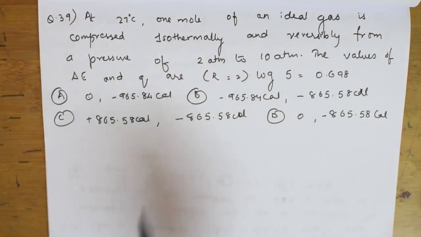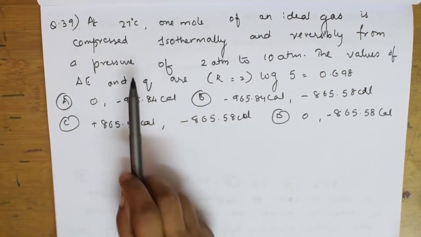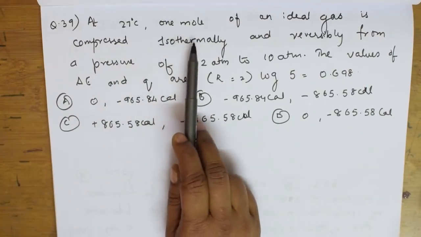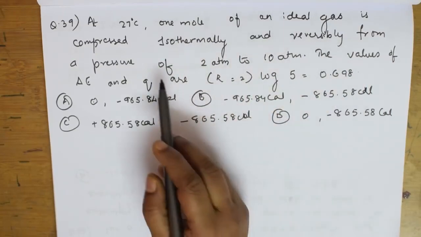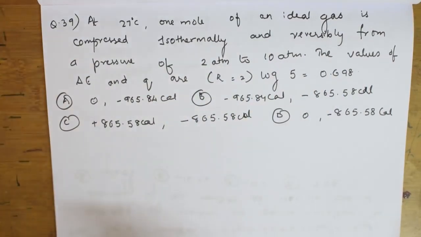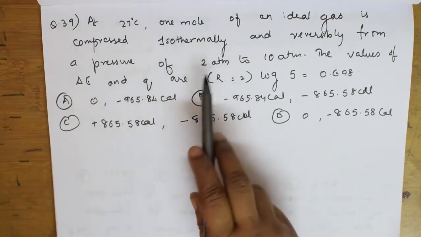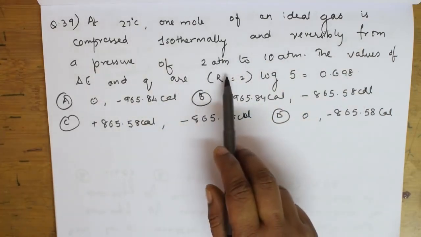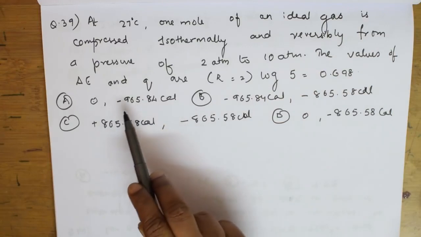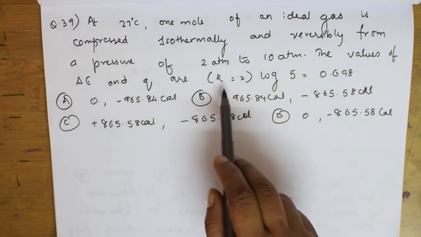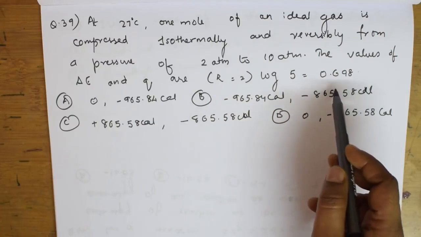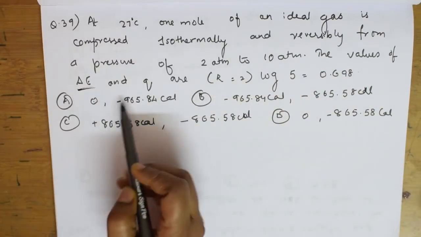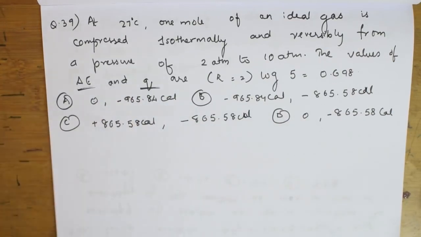So in today's video, let's see what question we are going to solve. Here they've given that at 27 degrees centigrade, 1 mole of an ideal gas is compressed isothermally, that is at constant temperature, and reversibly from a pressure of 2 atmospheres to 10 atmospheres. The R value is given, log 5 is equal to 0.69. I have to find the values of delta E and Q. Four options are given.